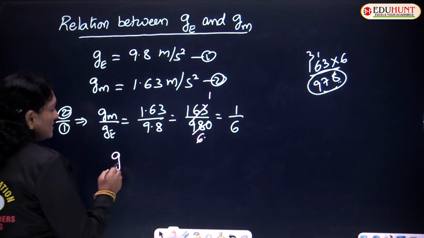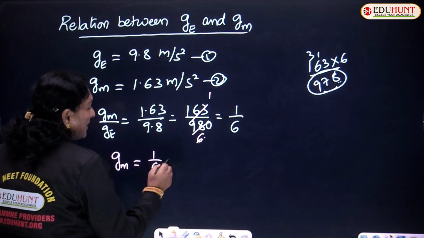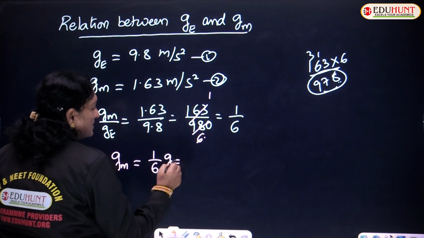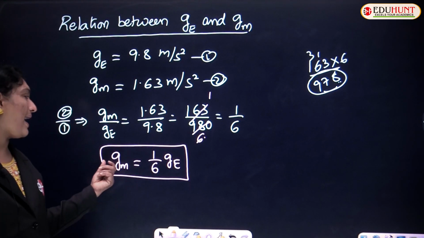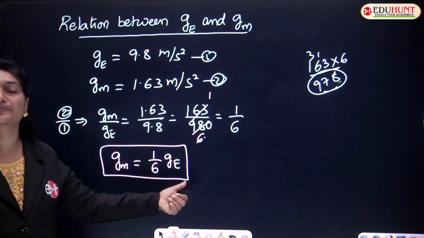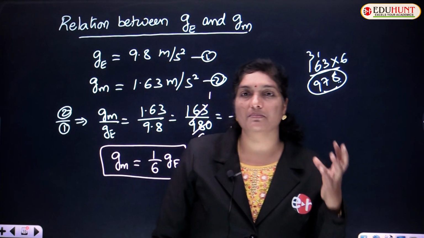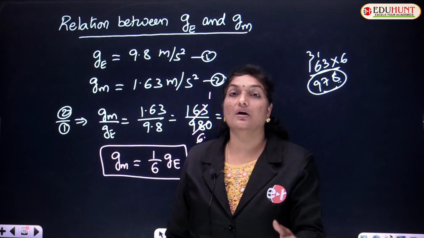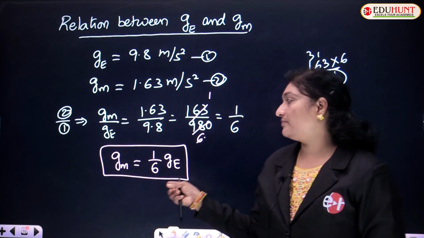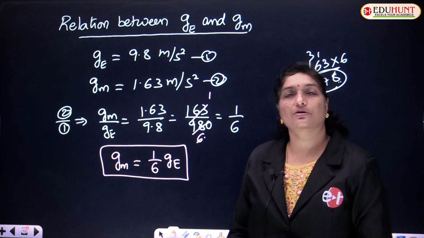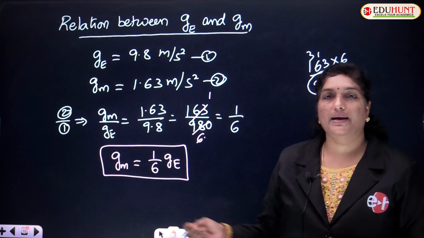If Gm by Ge is 1 by 6, then bringing the G over, Gm will be equal to 1 by 6 times the acceleration due to gravity on the surface of the earth. So what is the relation between the acceleration due to gravity on the surface of the moon with respect to the surface of the earth? Acceleration due to gravity on the surface of the moon is approximately 1 by 6 times the acceleration due to gravity on the surface of the earth. This you also need to remember, children. So practice well, children.